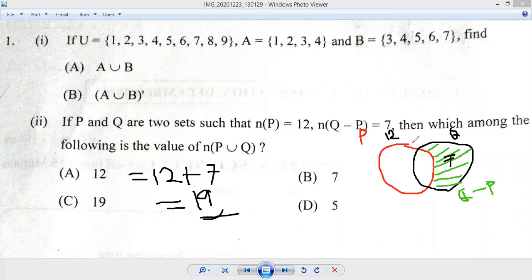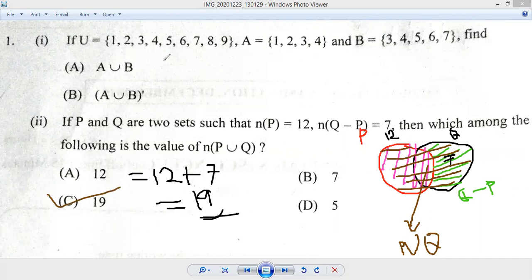Why? Because if we see that this shaded region forms Q minus P and P forms the entire set P. So now if we add these two, it is nothing but the P union Q, right? We add the two shaded regions, we will get the entire P union Q. So now this entire shaded region is P union Q, right? So the answer is 19. Okay.